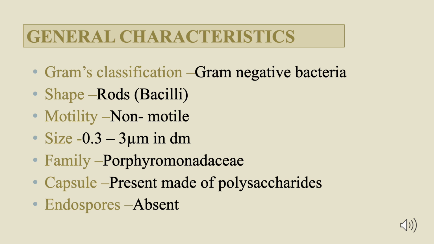General characteristics of Porphyromonas gingivalis. Porphyromonas gingivalis is a gram-negative rod-shaped bacilli. They are non-motile in nature. The size of Porphyromonas gingivalis ranges from 0.3 to 3 micrometer in diameter. They belong to family Porphyromonaceae. Capsules are present which are made of polysaccharides. Endospores are absent.